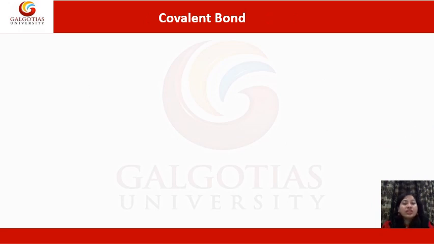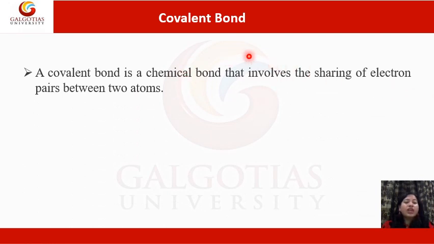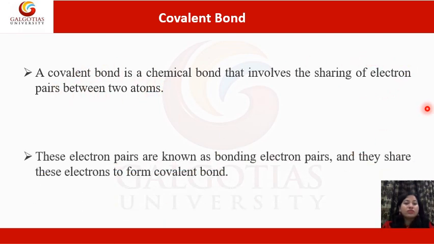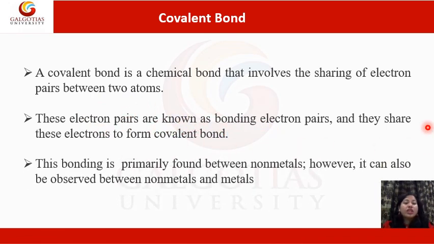Now, we will discuss covalent bond. A covalent bond is a chemical bond that involves the sharing of electron pairs between two atoms. These electron pairs are known as bonding electron pairs, and the atoms share these electrons to form a covalent bond. This bonding is primarily formed between nonmetals. However, it can also be observed between nonmetals and metals.